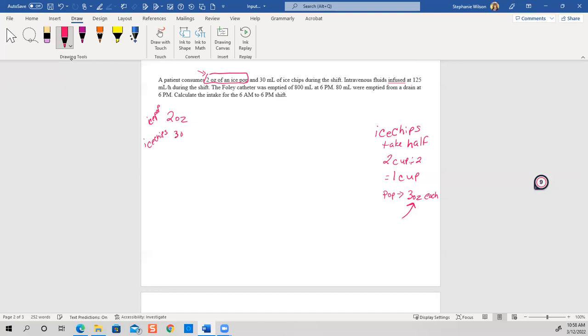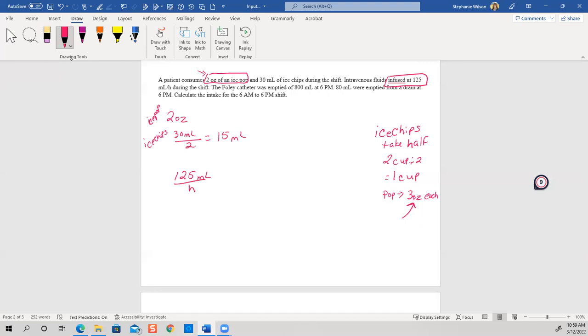And we have 30 milliliters. Remember, we got to take half of this volume. So that means it's a total of 15 milliliters because when it changes, right, during the shift. It says they infused 125 milliliters during the shift. So we got 125 milliliters infused per hour.